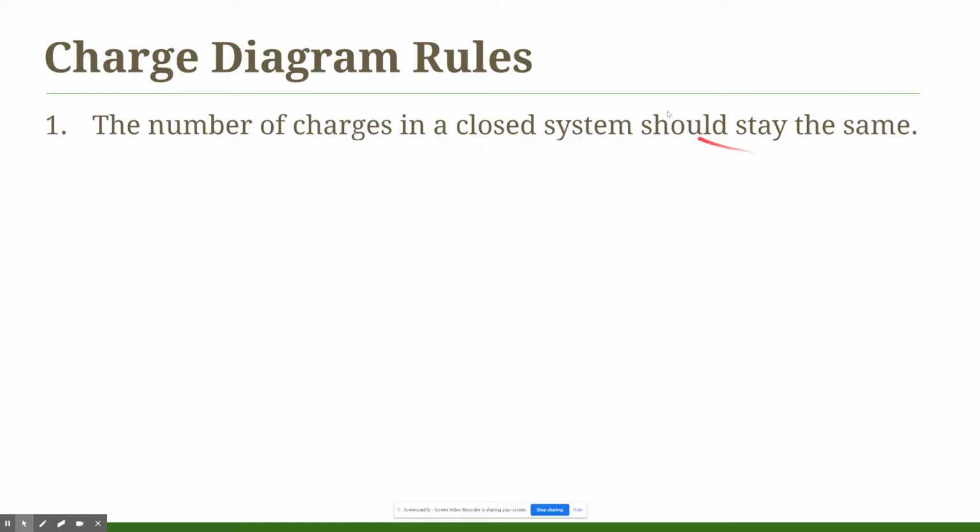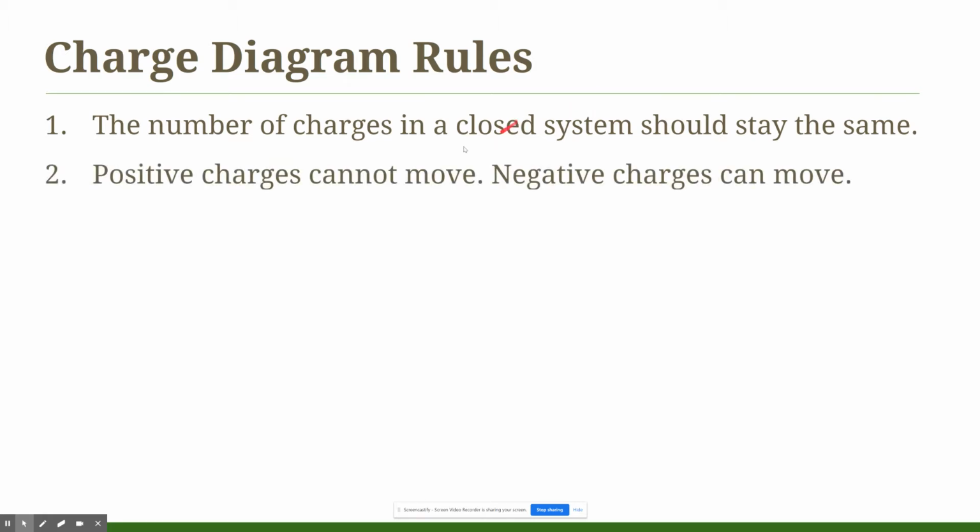That means if I have an object that isn't touching anything else, however many positive charges and negative charges are on that object at the start need to stay the same. The negative charges can move around a little bit, but we are not going to add or remove charges from that object unless it touches something else. Positive charges can't move, negative charges can move.